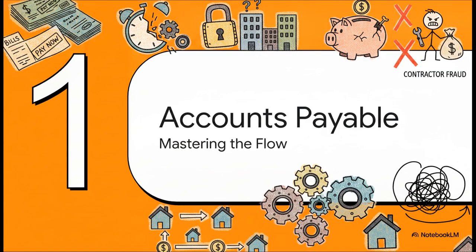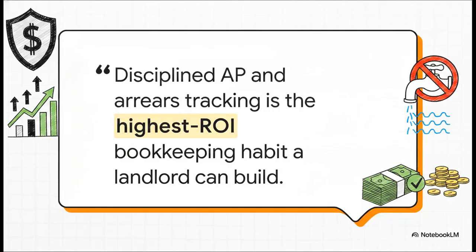All right, Section 1, Mastering Accounts Payable. If you've ever had to manage a disorganized portfolio, you know the exact pain we're solving today. The missed bills, the late fees, those strained vendor relationships, or even, worst-case scenario, contractor fraud. And that brings us to this absolutely critical insight. Disciplined AP and arrears tracking is the single highest ROI bookkeeping habit a landlord can build. It's really not just about paying your bills on time. It's about establishing rigid, non-negotiable controls to stop the bleeding and completely defend your cash flow.